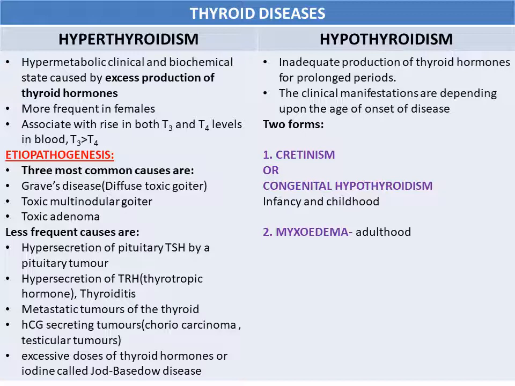There are two forms of hypothyroidism. One is cretinism, which is also called congenital hypothyroidism, observed in infants and children. And the second one is myxedema, which is observed in adults.